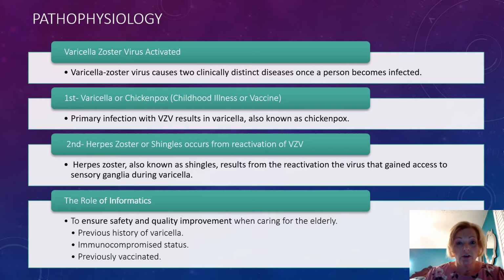Herpes zoster, also known as shingles, results from the reactivation of the virus that gained access to the sensory ganglia during varicella. The role of informatics as it relates to the varicella zoster virus is to ensure safety and quality improvement when caring for the elderly. It can help us to determine previous history of chickenpox as a child or the varicella vaccine, as well as any immunocompromised status that the patient may have, or if they've previously been vaccinated either with varicella or Shingles.